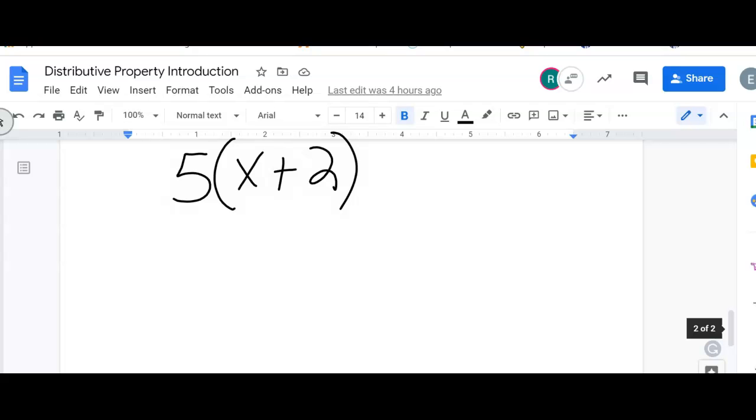Do the exact same thing you've been doing. We just now have a variable x. Do we know what the value of x is? No, so it has to stay x. Okay, but you can simplify it. Give it a try.